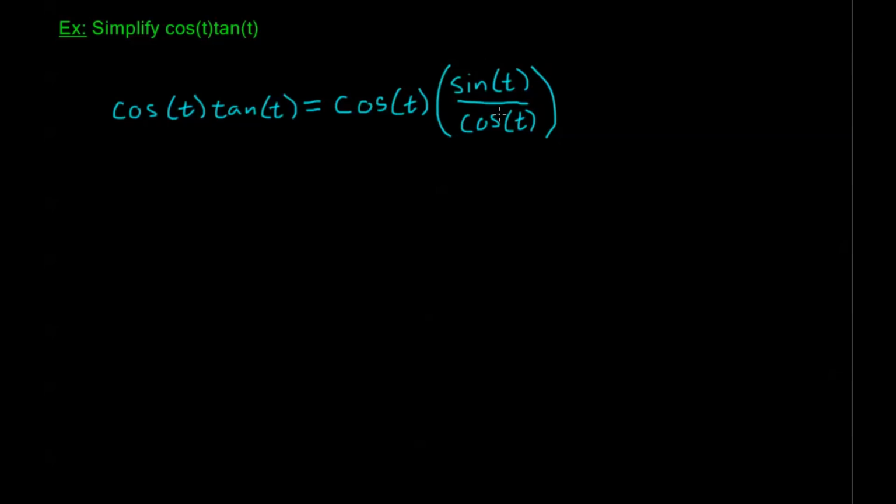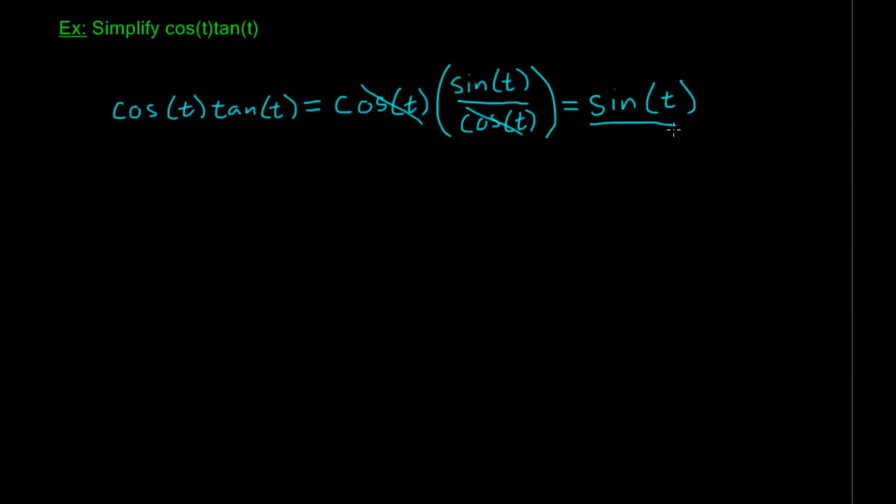And this is much easier to deal with. We can see right away I'm multiplying cosine to sine over cosine. So the cosines are simply going to cancel out, and this resolves into sine of t. All right, so very nice simplification.